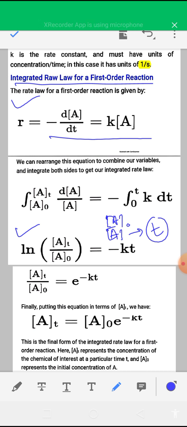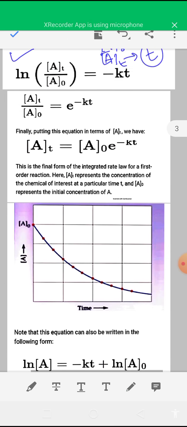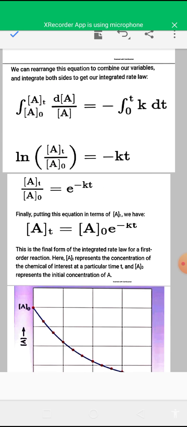Okay, so when time is 0, the concentration is A naught, and after time t, the remaining concentration of reactant is At, within a square bracket A and t, which represents the concentration of reactant A after time t. Then you can write that on integration this equation becomes ln At by A naught is equal to minus Kt, or you can also write At by A naught is equal to e to the power minus Kt. Simple mathematics.